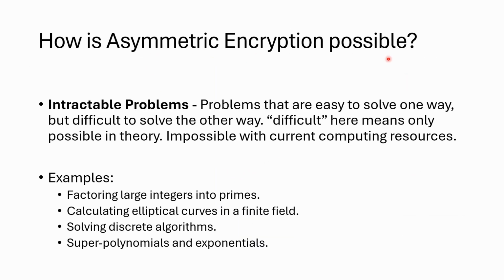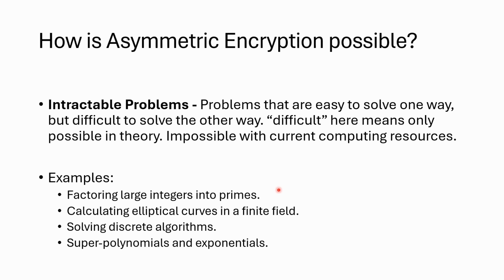How is asymmetric encryption possible? This deserves a little extra explaining. We use something called intractable problems. These are problems that are easy to solve one way, but difficult to solve the other way. And difficult here means really only possible in theory. It's impossible with current computing resources. So in the future, with quantum computing and such, these intractable problems would be less useful in encryption.